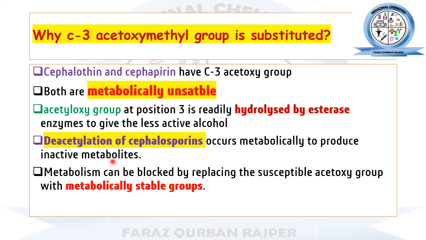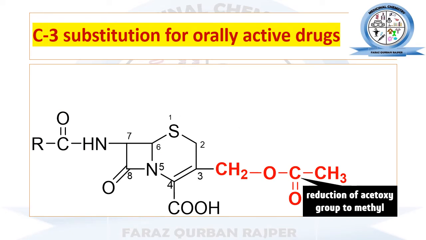To avoid this, there is a need for the synthesis of those derivatives of cephalosporin which are metabolically stable. Those derivatives can be synthesized by replacing this acetoxymethyl group with another stable functional group. So now let's discuss how C3 substitution can be made for the conversion of cephalosporin into orally active cephalosporin.